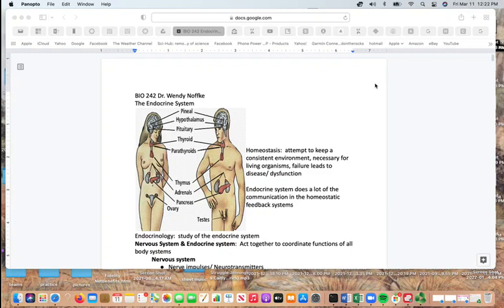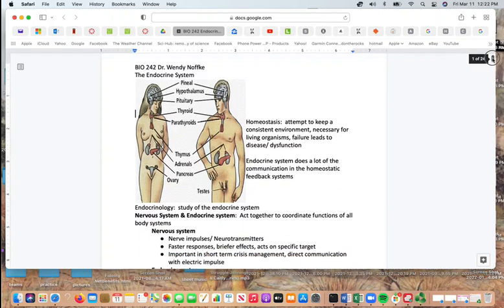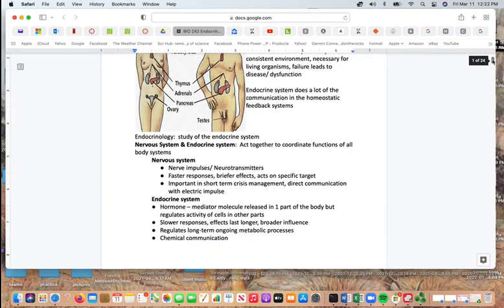So the endocrine system's job is to do communication in this homeostatic feedback loop system. Endocrinology is the study of the endocrine system. The endocrine system does work together with the nervous system. Both of them are going to be for communication. With the nervous system, it's going to do this with nerve impulses and neurotransmitters. It's faster, but the effects are also going to be briefer, and it can act on a specific target.